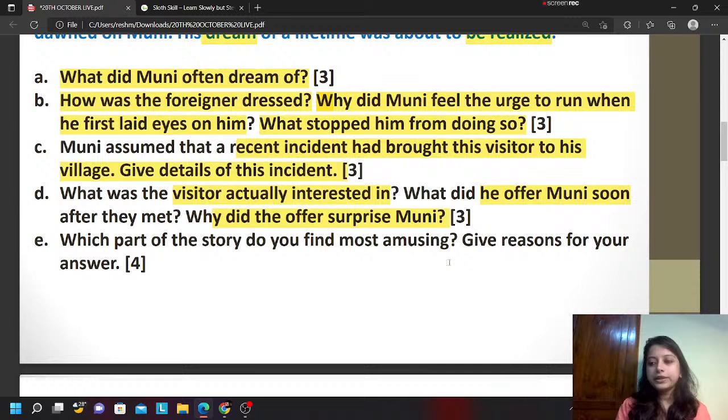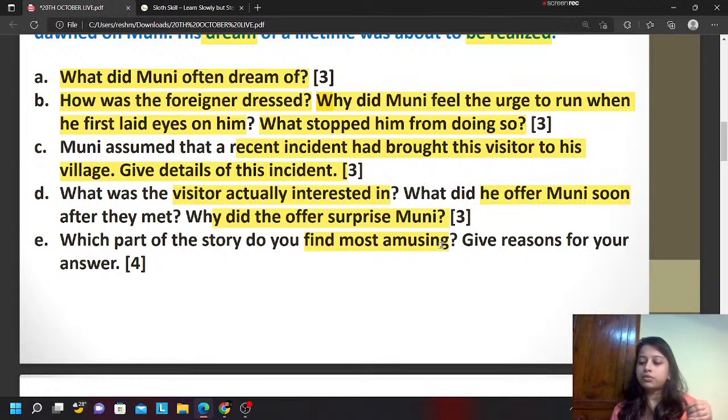Now we will move to question number E, the last question from here. Which part of the story do you find most amusing? Which one is the most amusing part of this story? From my viewpoint, I found page 58, where you have this point which is highly amusing. About the cigarette, you can also include it as your most amusing line. We can give four amusing points.